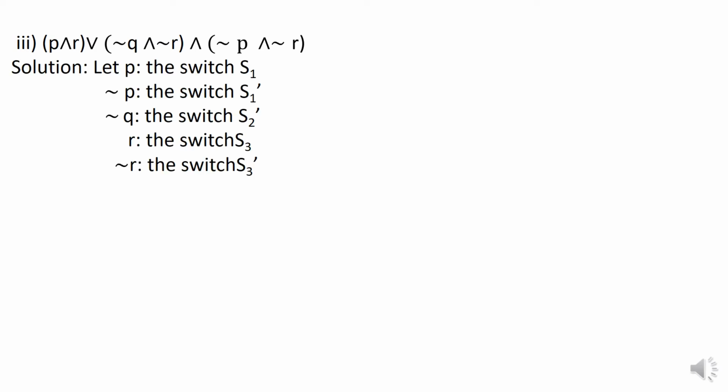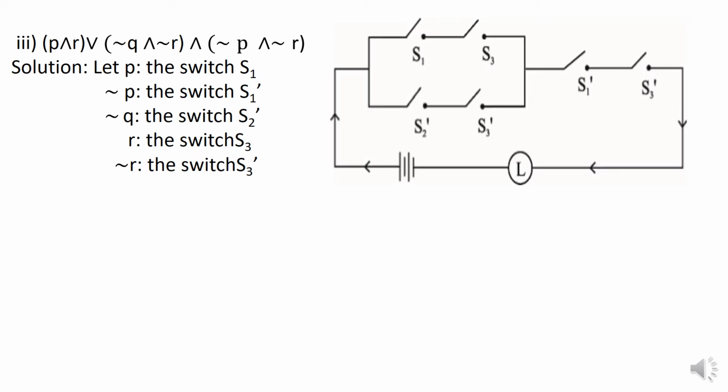that is (P and R) or (not Q and not R) and (not P and not R). Same way the switches are as given here. Now using the same procedure, we draw the circuit giving a series connection wherever a conjunction comes and a parallel connection wherever a disjunction comes.